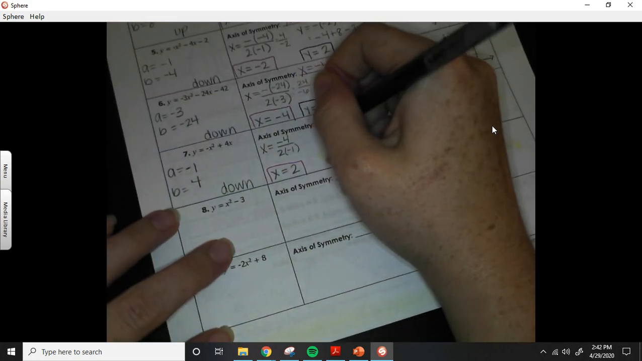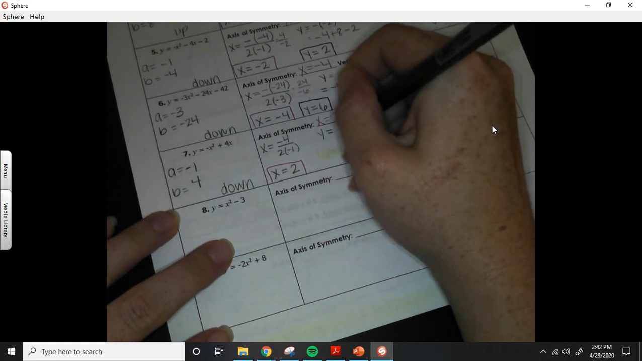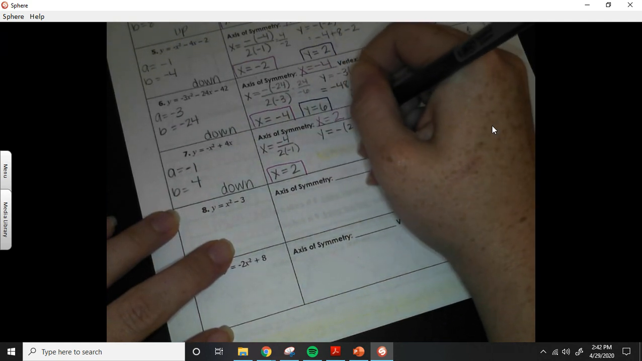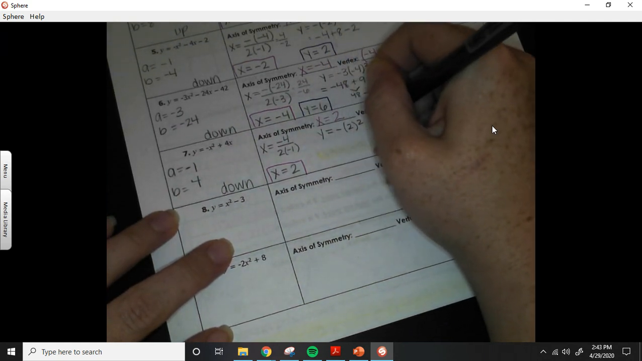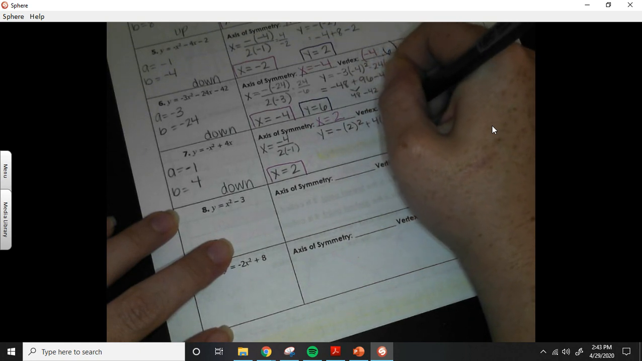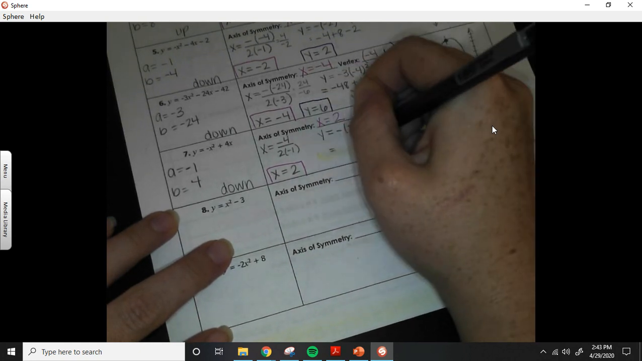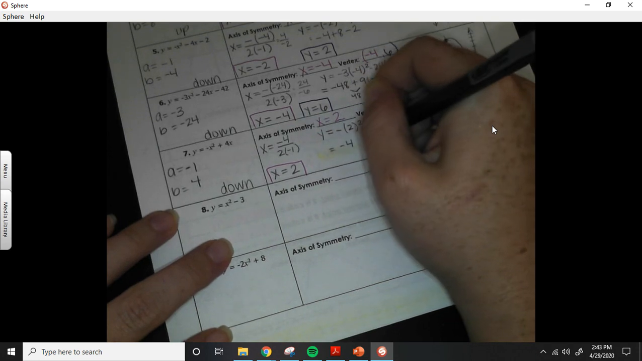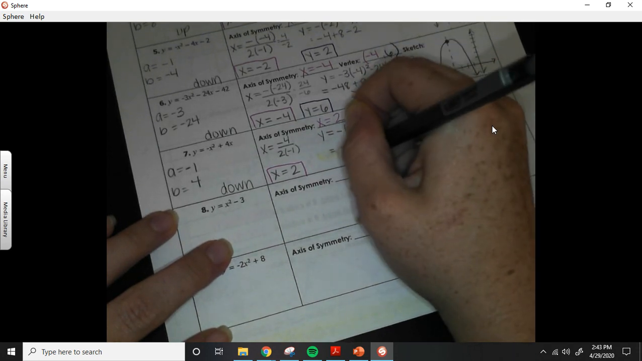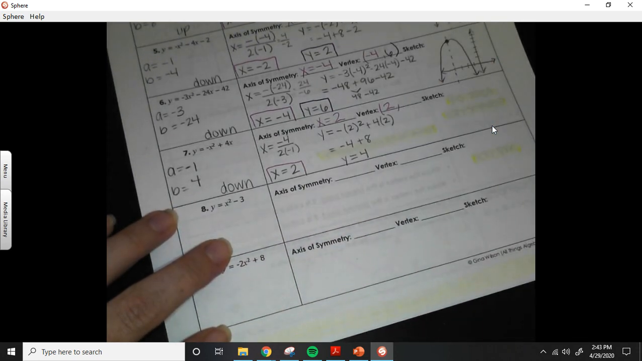And then we're going to plug 2 in. So y is equal to negative, remember negative goes on the outside, negative 2 squared plus 4 times 2. This equals negative 4 plus 8, y equals 4.